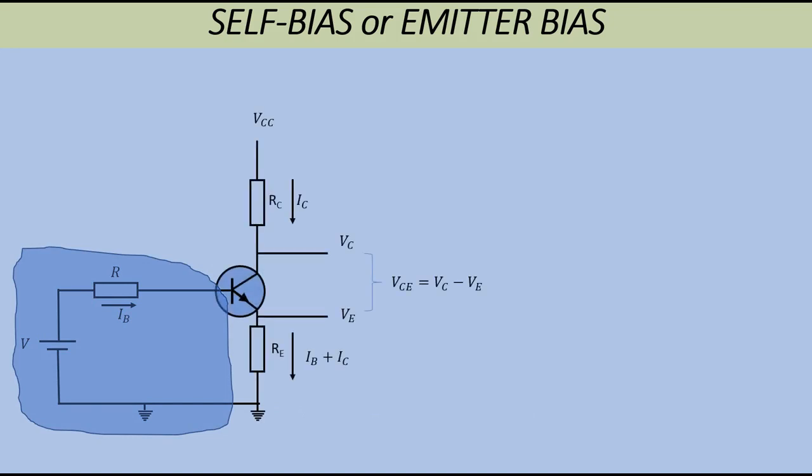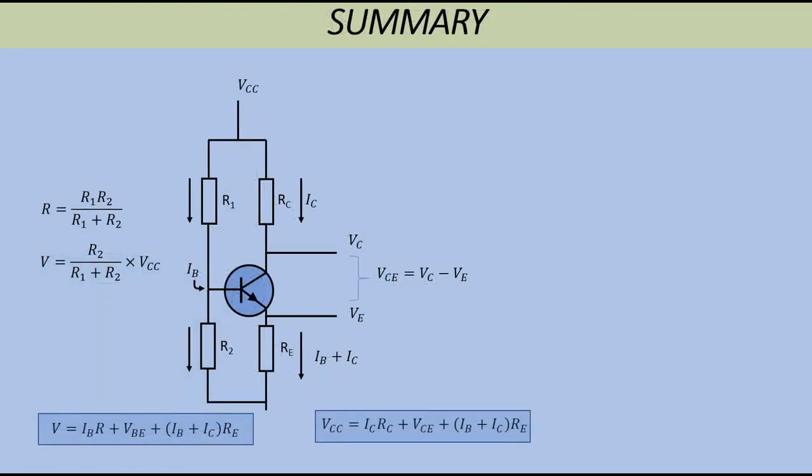We're now going to ignore this left hand side of the circuit, and look at the right hand side of the circuit. Applying Kirchhoff's law to this side of the circuit, we end up with VCC is IC times RC plus the voltage between the collector and emitter, VCE, plus the voltage dropped across the resistor RE, which is IB plus IC times RE. Okay, so that gives us our second equation, which will be useful to us later.